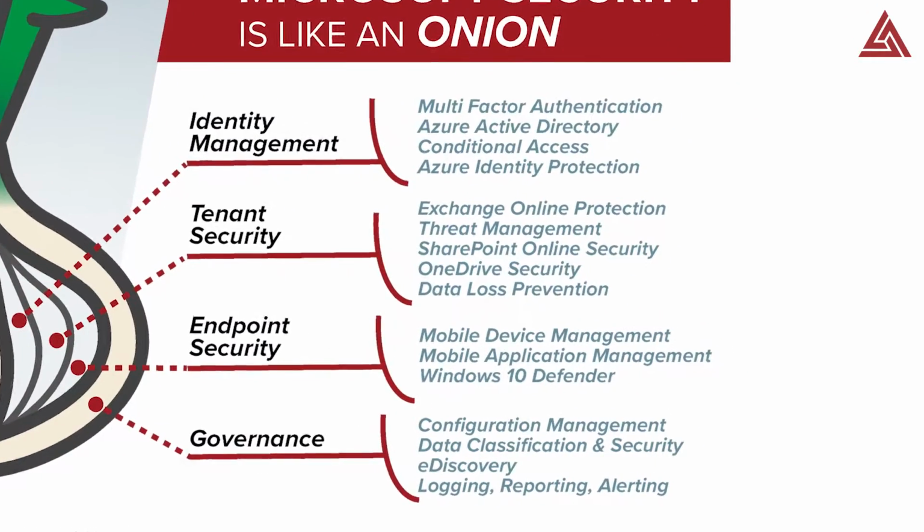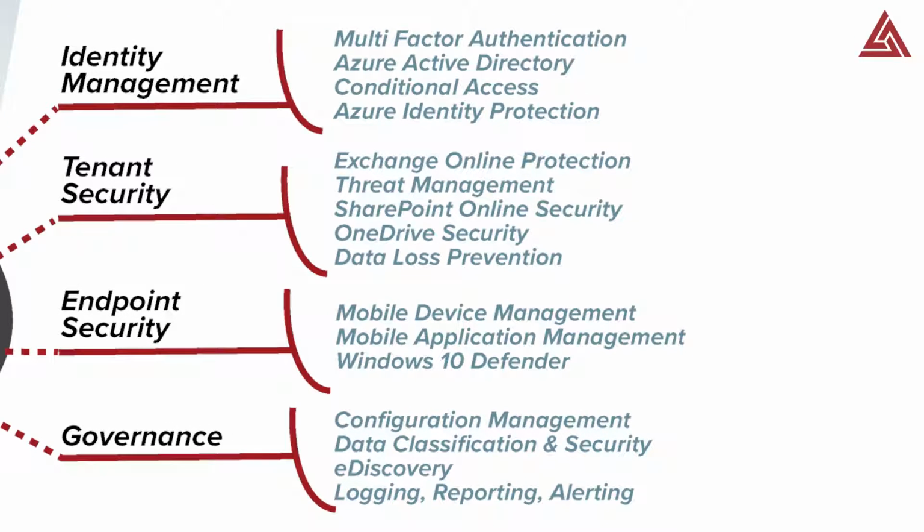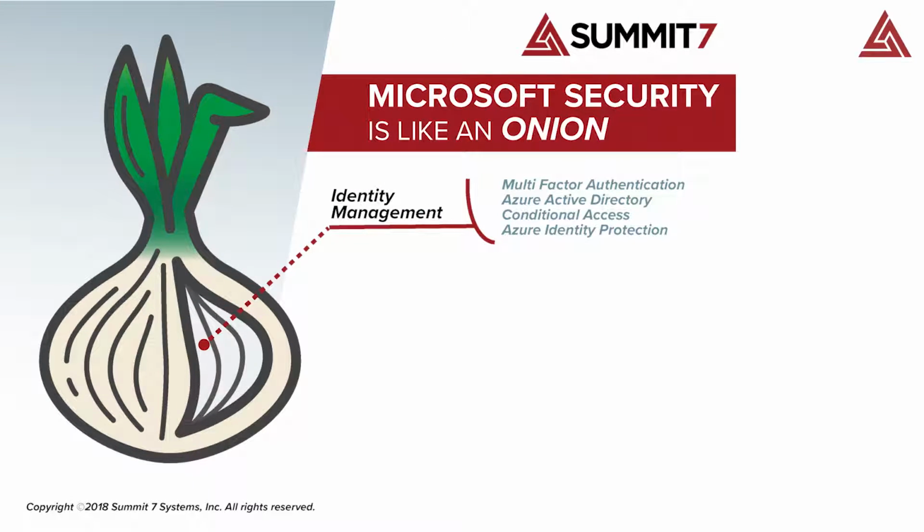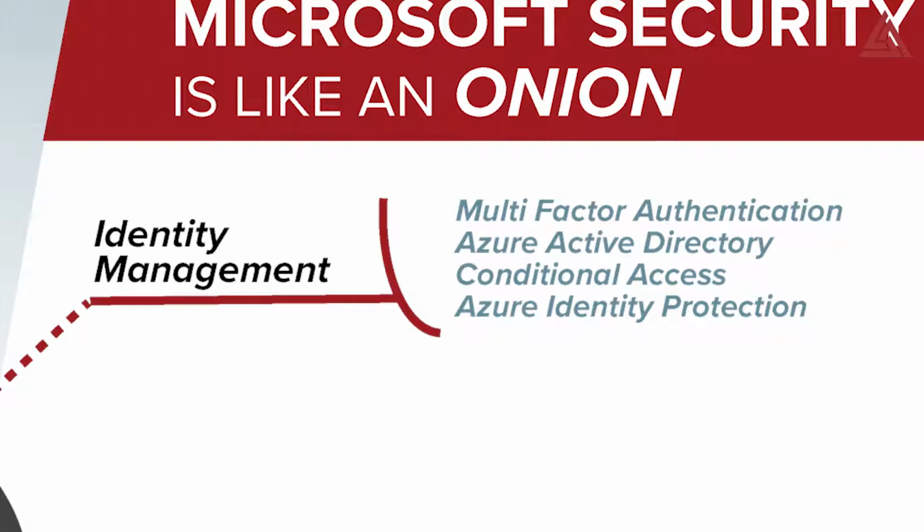For the Office 365 security and compliance onion, you have identity management, tenant security, endpoint security, and governance. Those are really the four main layers, as you can see on the graphic. So the first layer of the onion is identity management, and identity management is about authentication first. So how do we know that the users are who they say they are?